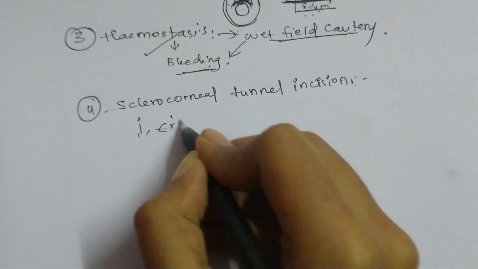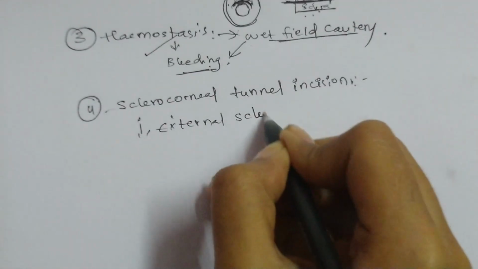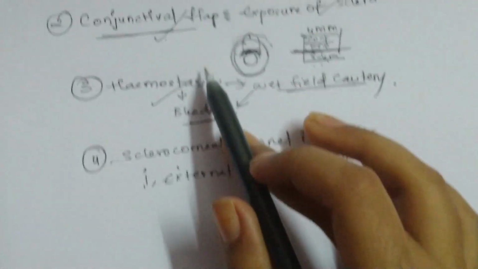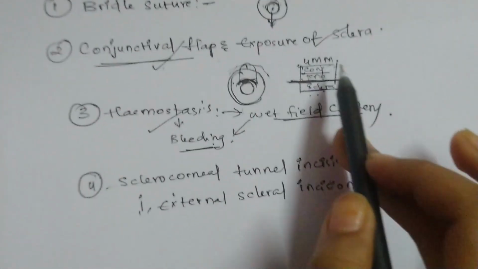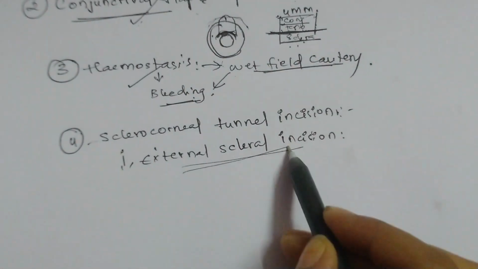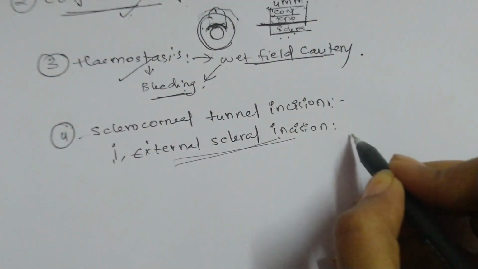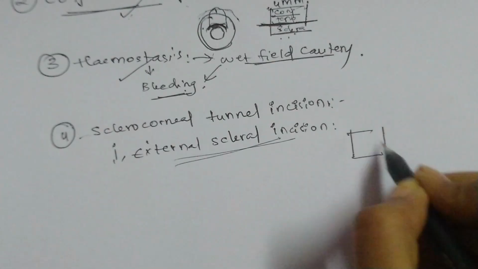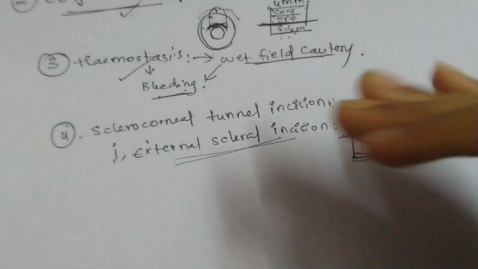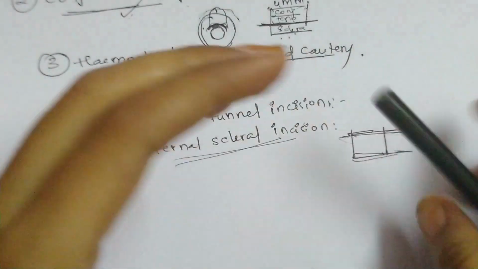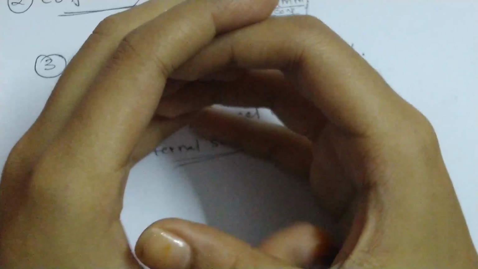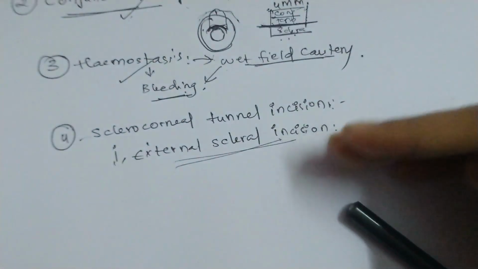First of all, external scleral incision. We have made this conjunctival flap and we have exposed the sclera, right? In that exposed sclera we are going to make an incision, and in that incision, if this is the sclera, from the side view, I am showing you the side view of the sclera. This is the whole globe, and this is the side view of a sclera.